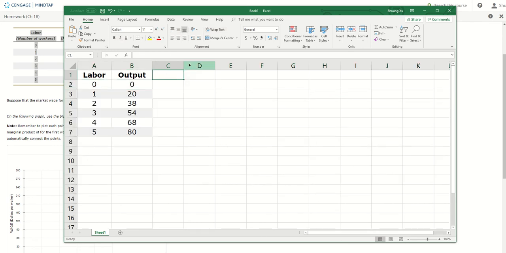First, we need to find our MPL. MPL is the difference between each level. For the first worker, before we produced nothing, now we produce 20. So the MPL for the first worker is 20 minus 0. The second one should be 38 minus 20. That's the output for the second worker. For everybody else, I'm just going to copy the formulas. Next, your VMPL. We take the MPL times the price of the good. Price is $13, so the first one will be 20 times $13, and then everybody else is the rest of it.